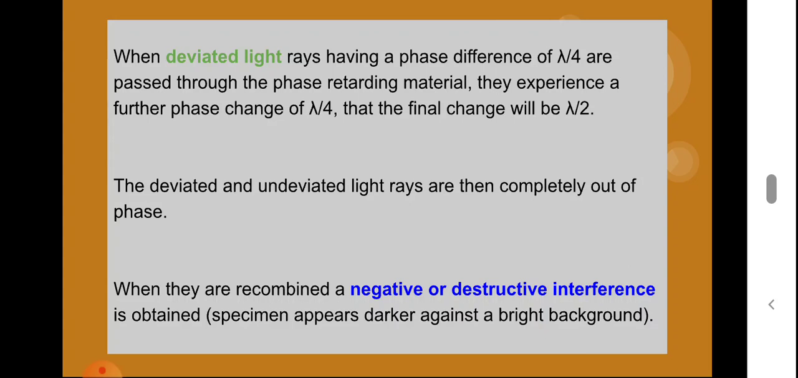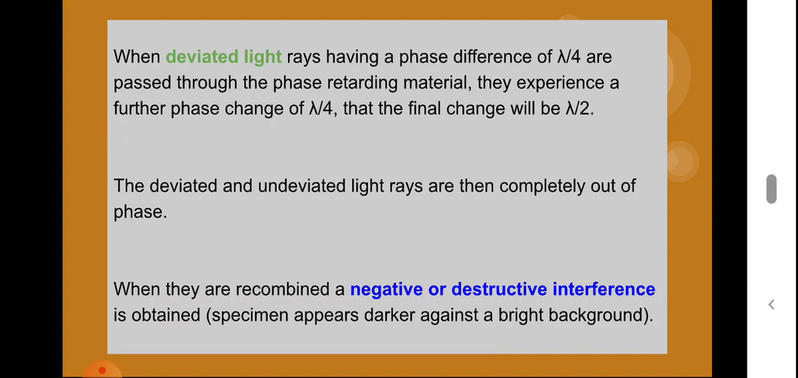When deviated light rays having a phase difference of lambda by 4 are passed through the phase retarding material, what happens? These light rays again experience a phase change of lambda by 4, and the final change is lambda by 2. This is the case when deviated light rays pass through the objective lens and reach the phase plate. They already have a phase difference of lambda by 4, and they experience a phase change again. So the deviated and undeviated light rays are then completely out of phase.